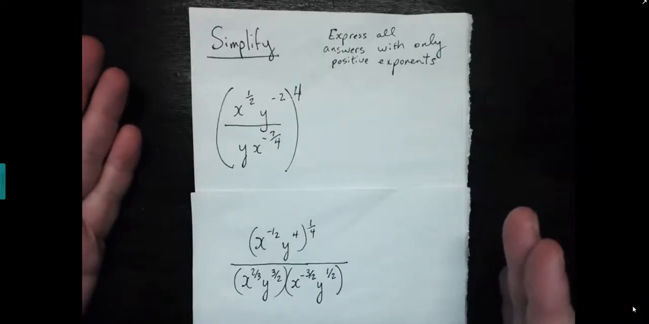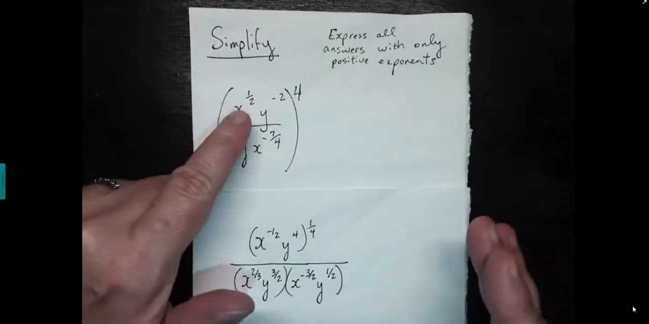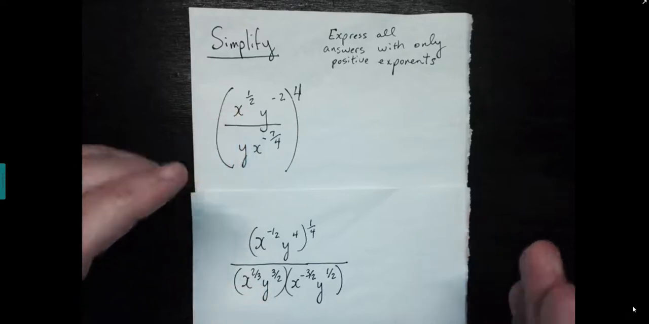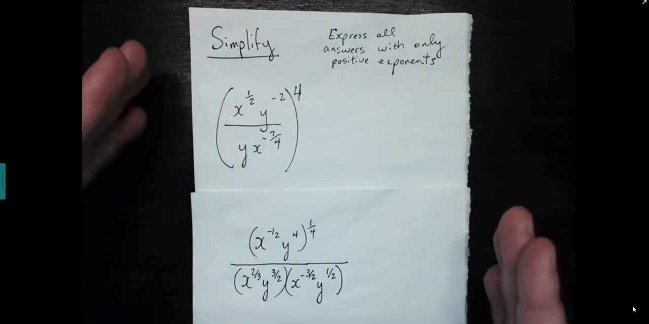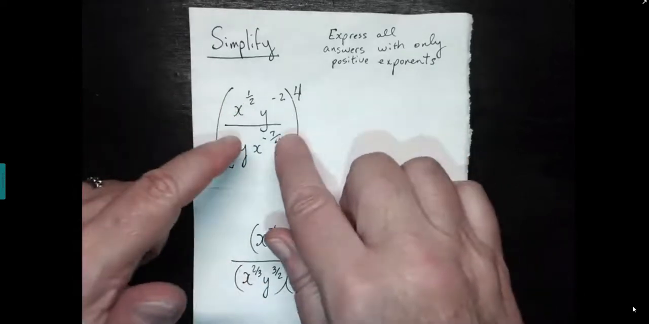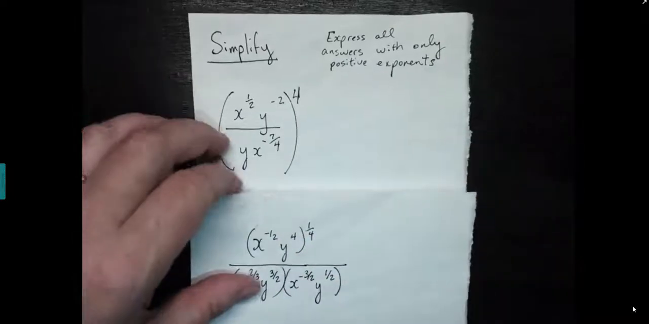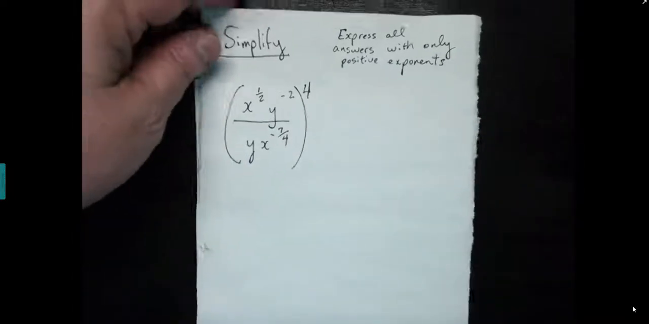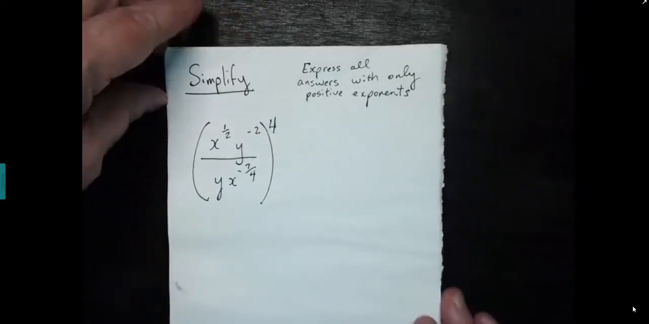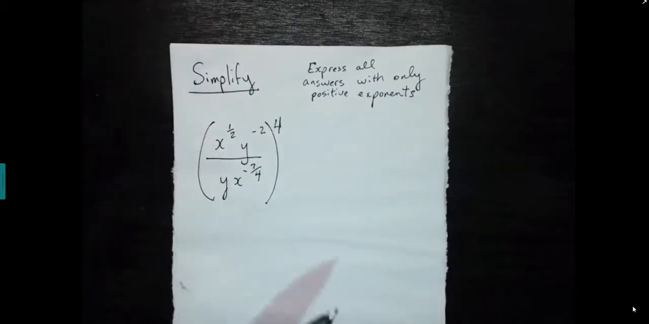This video is going to look at simplifying rational expressions that have fractional exponents. It's basically applying the exponent rules, but we've got some nasty fractions to deal with. So let's look at this first problem. There are a couple of ways to do this. There's often more than one way to work it out.